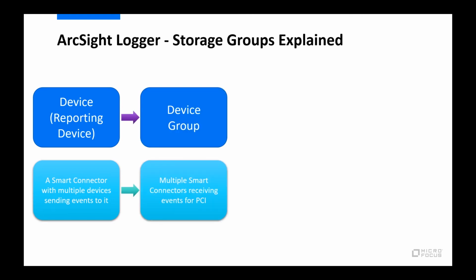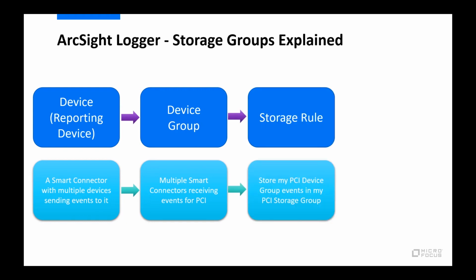These devices then get rolled up into what's called a device group. Typically in Logger, you would separate your device groups by business requirements or the need to separate those events from one another, such as SOX, PCI, etc. In this case, I've got multiple smart connectors receiving events for PCI, and that makes a lot of sense. That helps me build out physical as well as logical separation of those important events for compliance.